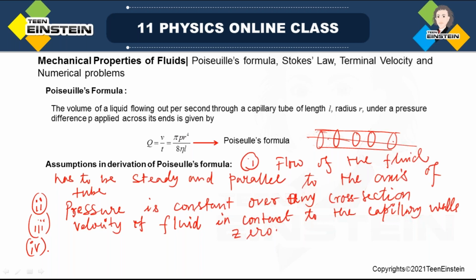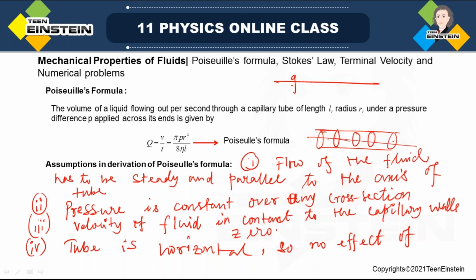Now the fourth one is the tube is horizontal so that there is no influence of gravity. Tube has to be horizontal, so no effect of g.